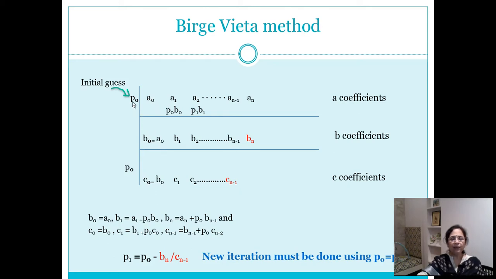So b0 is equal to a0. Then b1 is calculated by multiplying p0 with b0, which was a0, and adding a1. So a1 plus p0 b0 becomes b1. For the next calculation, we multiply b1 with p0. I'm sorry, I have written p1 here, but it should have been p0. So p0 b1 added with a2 becomes b2, and so on. We complete this calculation by adding the a coefficient to the previously calculated b coefficient multiplied by p0, and we obtain bn minus 1.